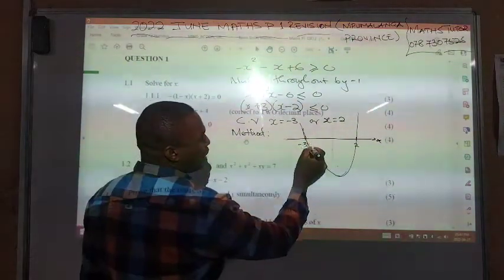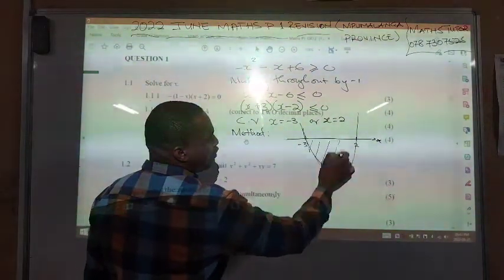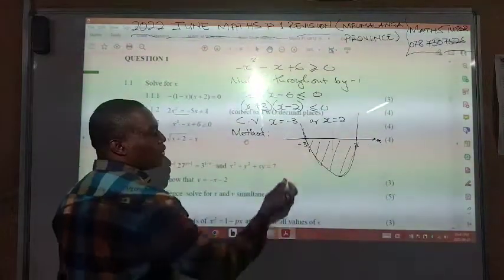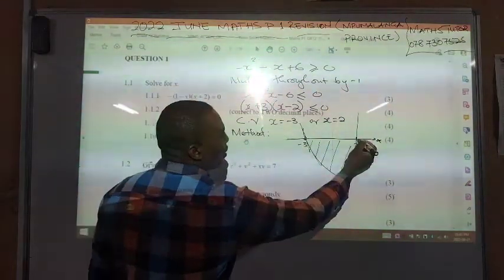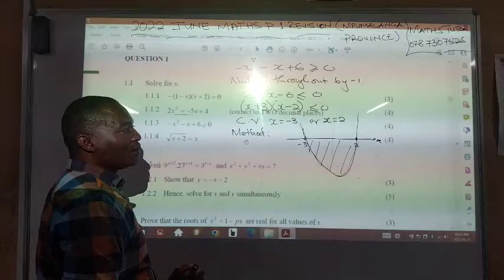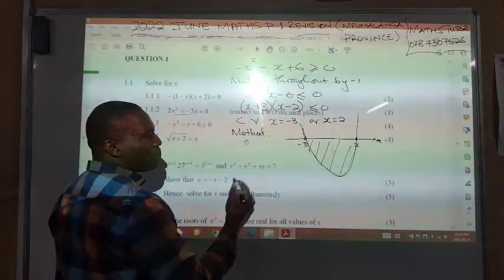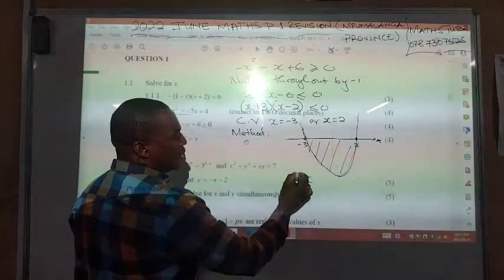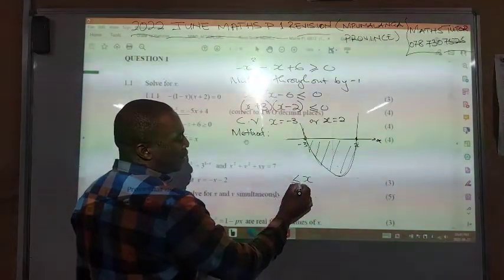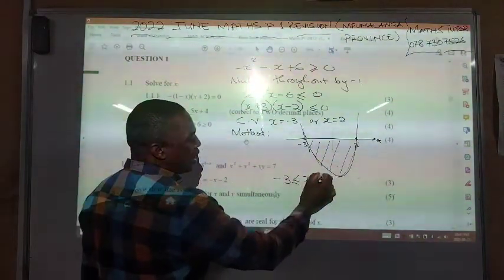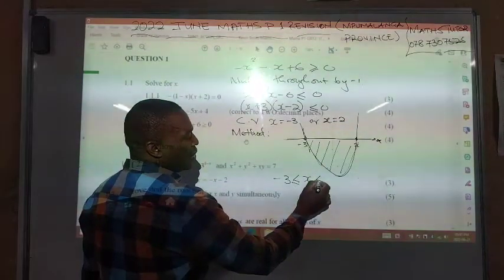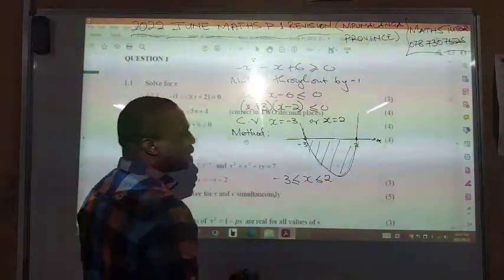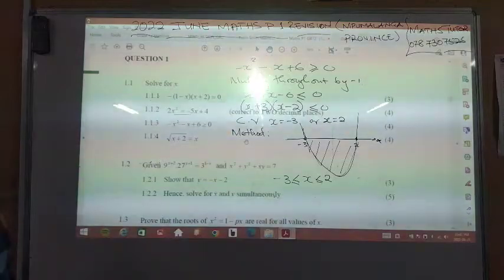So how do we describe this part of the graph? It is a closed inequality. That means we have a minimum and a maximum. So we are saying our x is greater or equal to -3, but less or equal to 2. That comes as our solution.